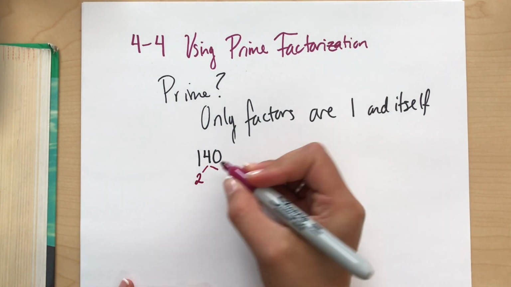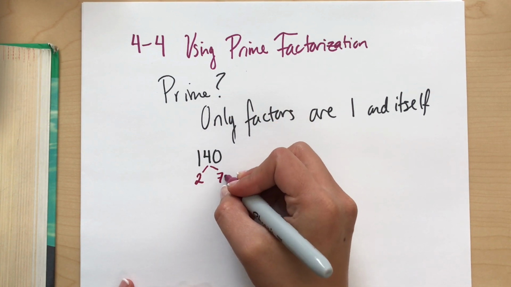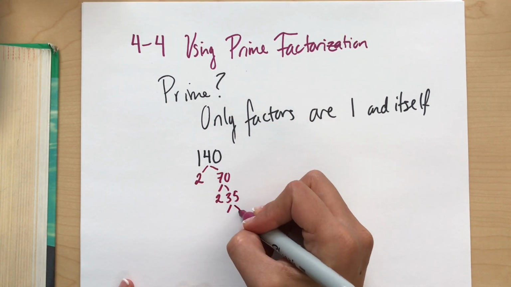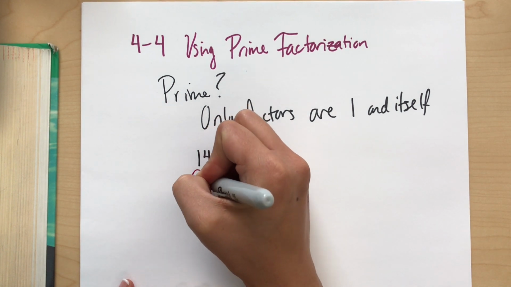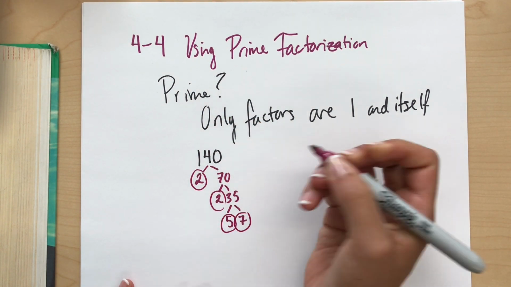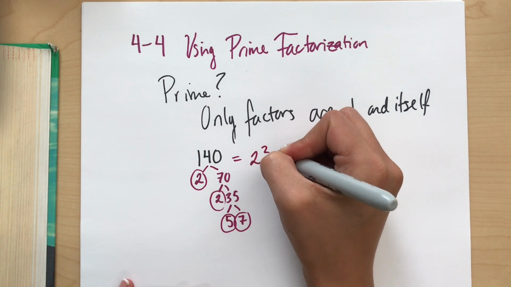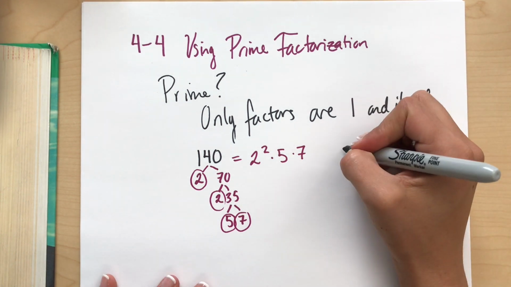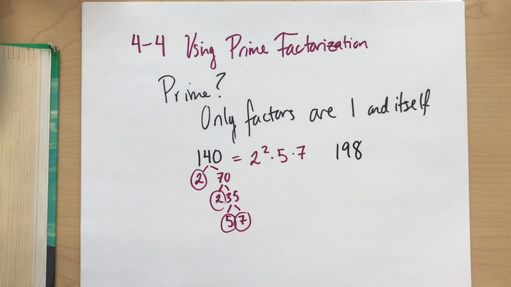So what I'm going to do with 140 when I do prime factorization is I'm going to make a little tree, and I'm going to take out its smallest prime factor, which is 2. So then it has 70 left. I take out 2 again, I get 35. And if I take out a 5, then I'm going to get 7. So now I have all prime factors at the bottom, right? I can't split those up into anything else. So I'm just going to have 2 squared times 5 times 7. Those are the prime factors of 140.